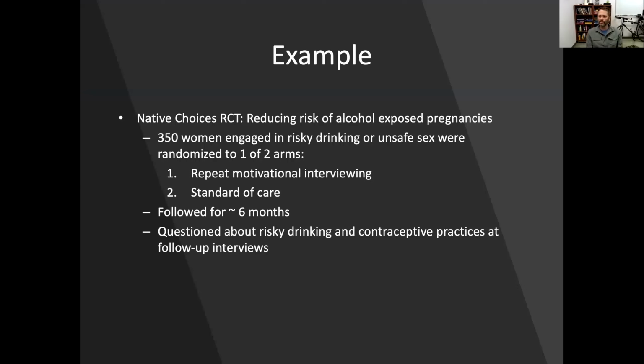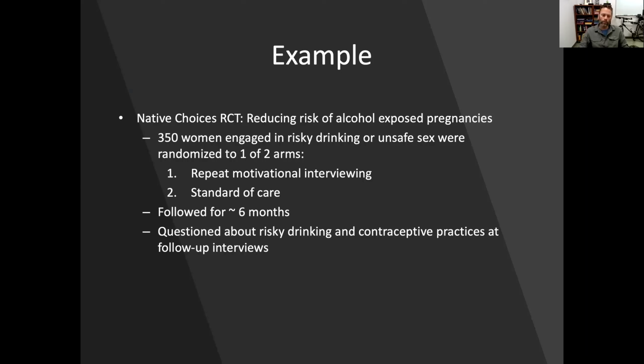So let's talk about an example. An example of a randomized control trial that is actually going on through iReach right now is the NAD randomized control trial. It is aimed at reducing the risk of alcohol-exposed pregnancies. So it enrolled 350 women who were engaged in risky drinking and unsafe sex. So if they had become pregnant, it would have been potentially an alcohol-exposed pregnancy.